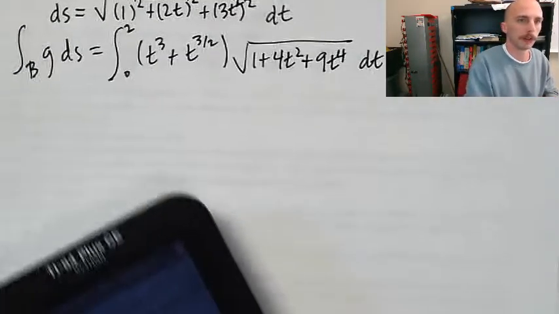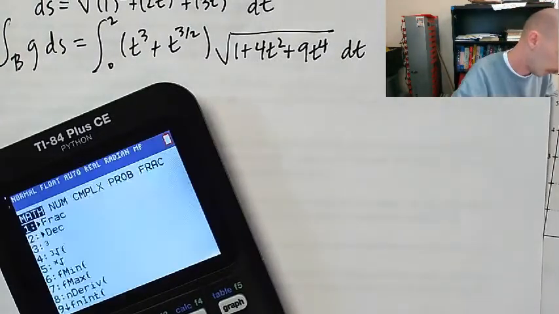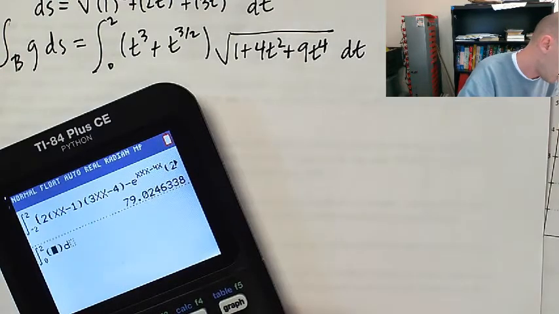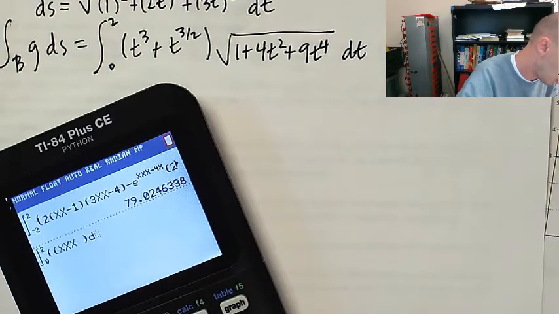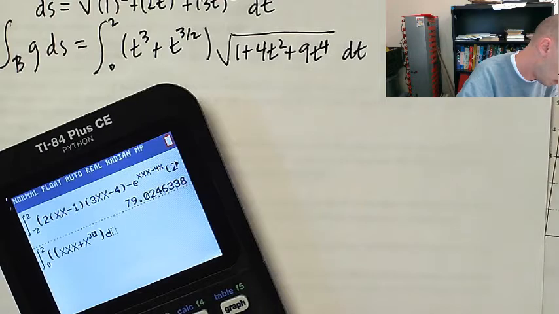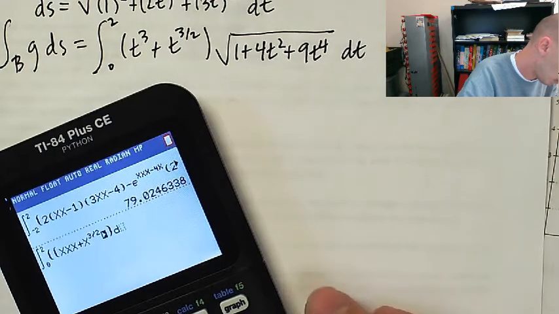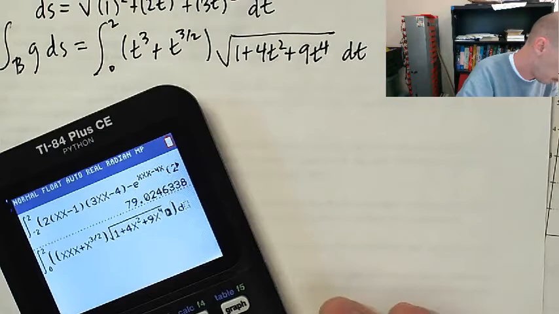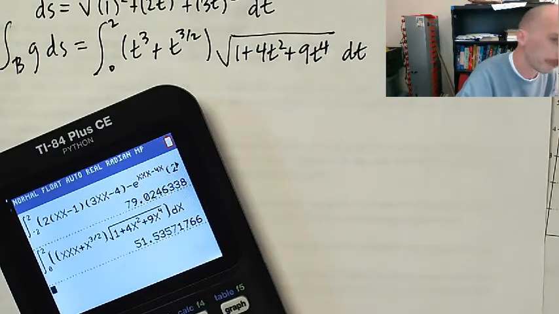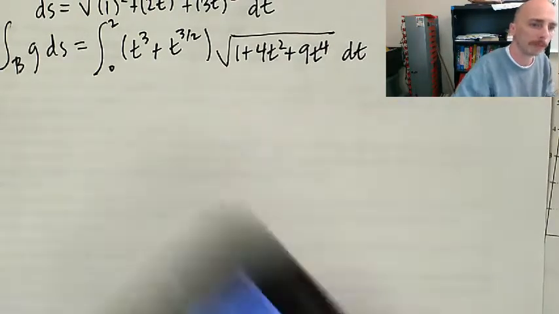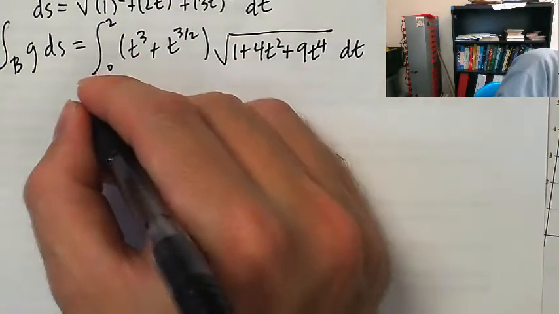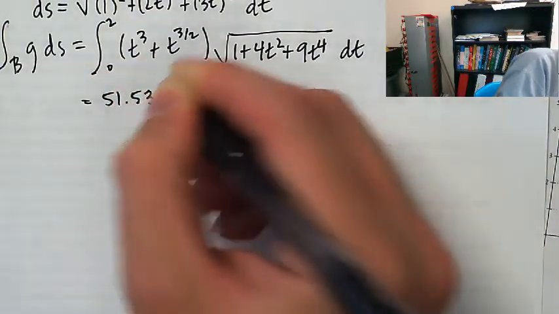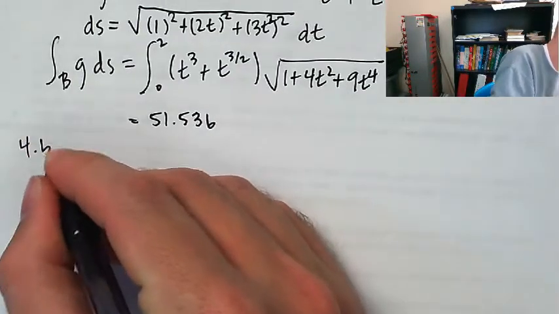Definitely a job for the calculator here. T to the 3 plus t to the 3 divided by 2. Close that parenthesis, start the square root. 1 plus 4t squared plus 9t to the 4 dt. 51,536. And 4b.